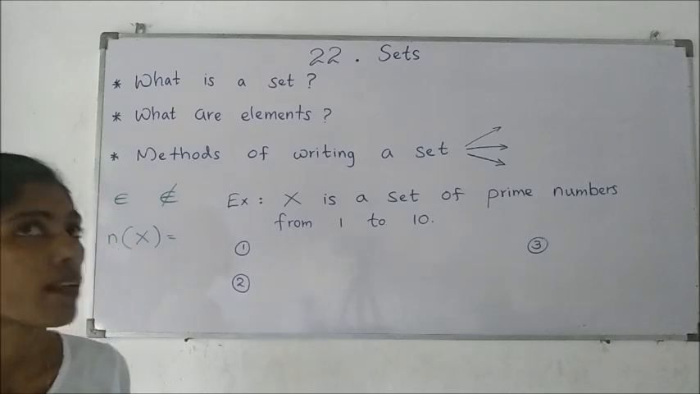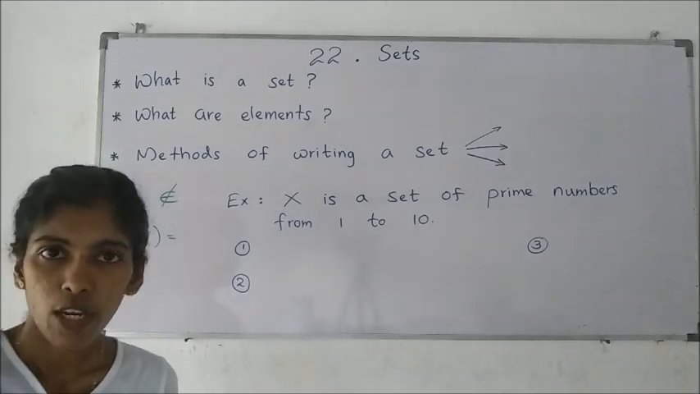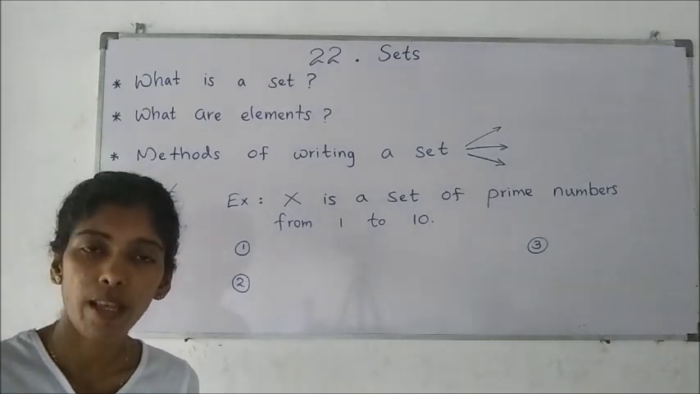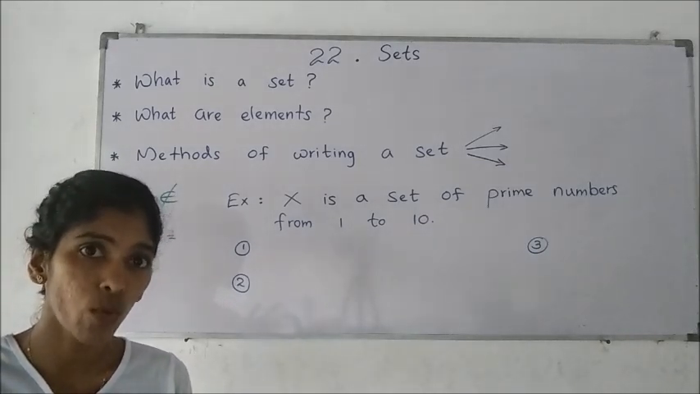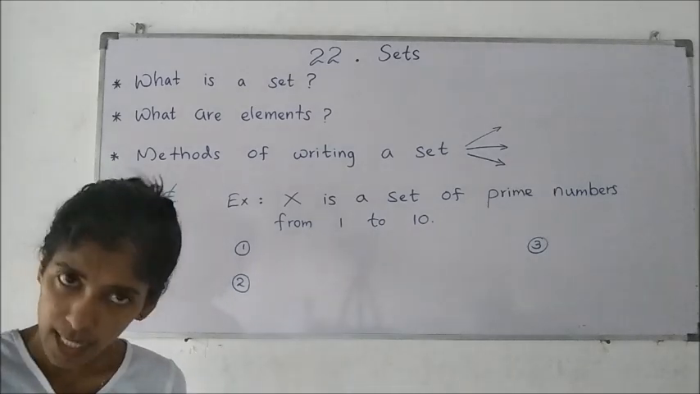Then colors of the rainbow: when we consider, red is there, orange is there, blue is there. So those are the elements of that particular set.